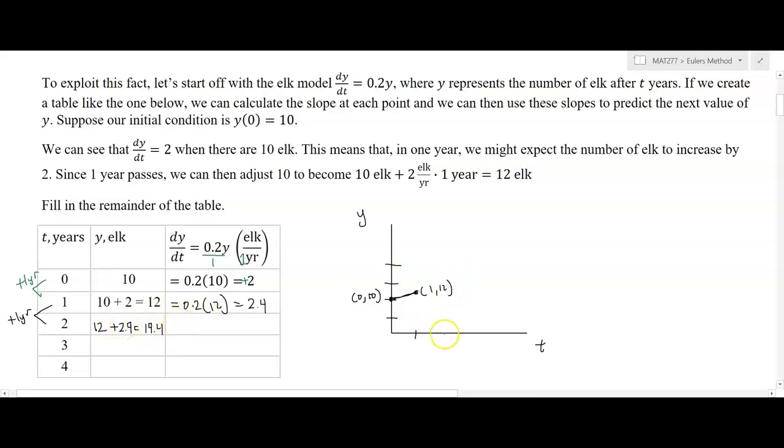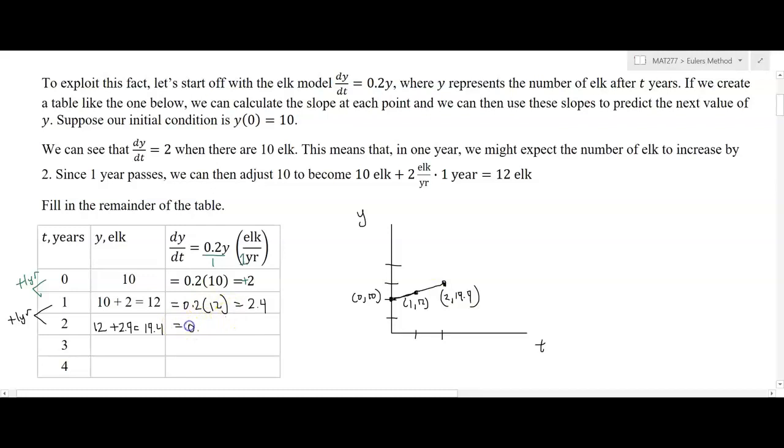Now here we are at time 2. Okay, so time 2, we now have 14.4 elk. So a little bit greater of a jump. Notice that our rate of change got bigger. So now this line segment is a little bit steeper. And this point here is the point 2, comma, move it over a little bit. Let's clean this up just a tad. So this was 1, comma, 12. And now we're up here at, right about there, 2 and 14.4.